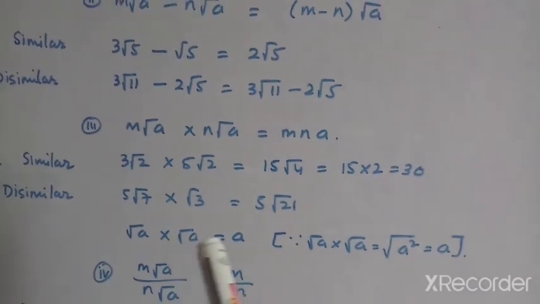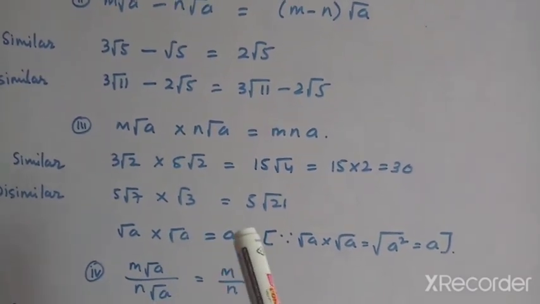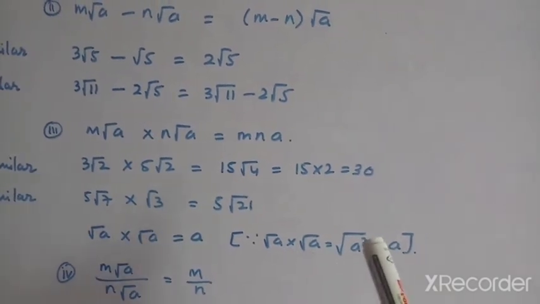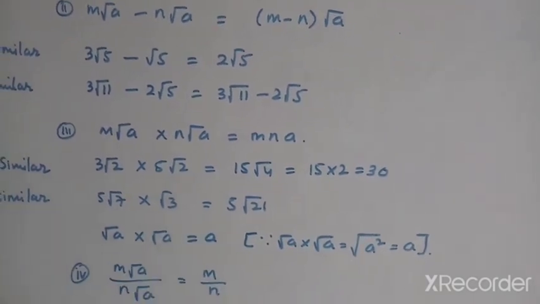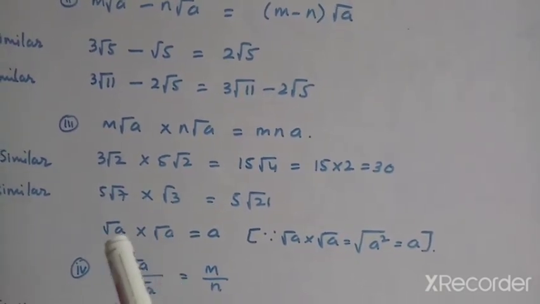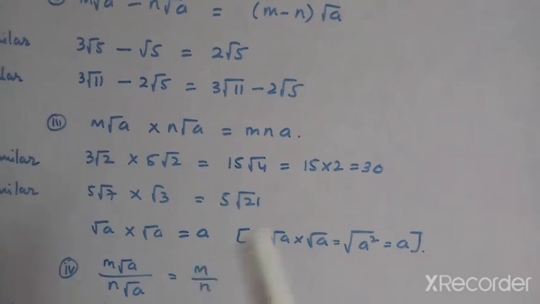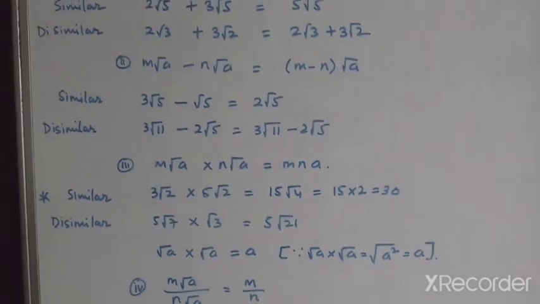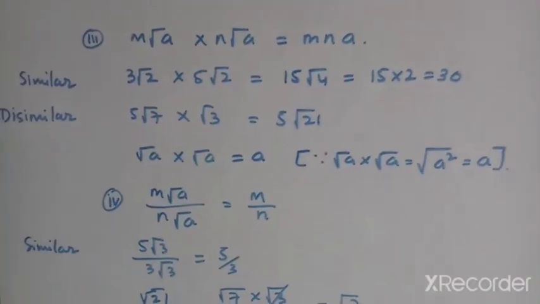So when you multiply similar surds, it will be free from the root over sign. Root a into root a is root a squared, so this is equal to a. If you write here root 5 into root 5, 5 fives are root over 25, and its value is 5. Now the next is division.